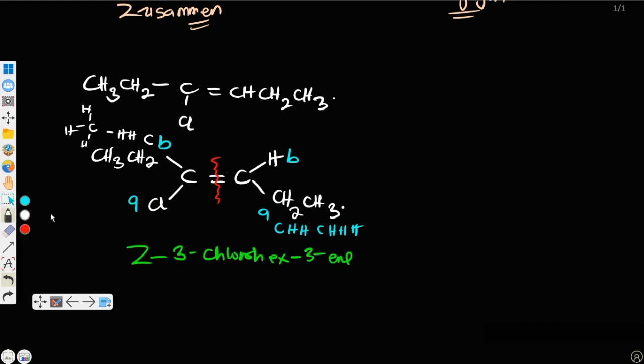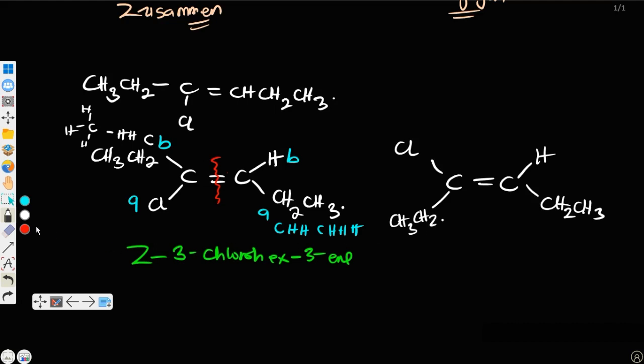Now, how do we draw the E isomer? I told you that the E isomer is just an inversion of the Z. So this one, we can decide to invert any one of them, CH2, CH3. I can decide to bring this chlorine up, and then let here be CH3, CH2, such that here will be my A, here will be B, here will be B, here will be A. The two high priority groups are on different sides, so this becomes E-3-chlorohexene.